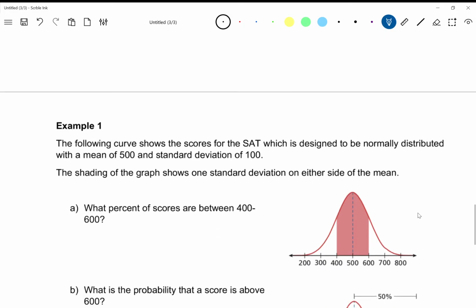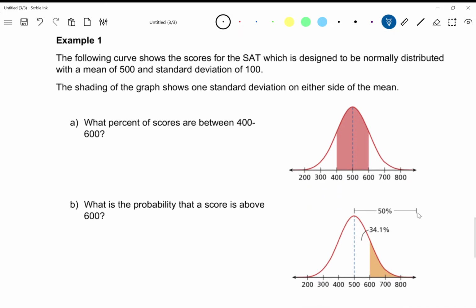So let's get down to an example. It says the following curve shows the scores for the SAT, which is designed to be normally distributed with a mean of 500 and a standard deviation of 100. So this graph right here, it says what percent of the scores are between 400 and 600 on the SAT? Well, 500 is the mean and 100 is the standard deviation. So 100 to the left would be 400, 100 to the right would be 600.